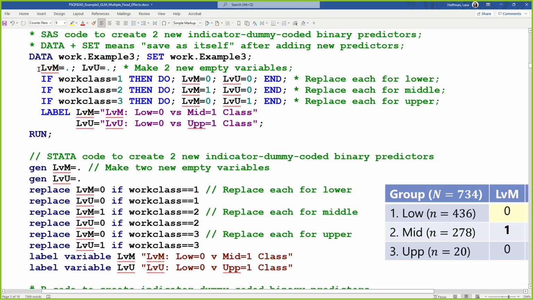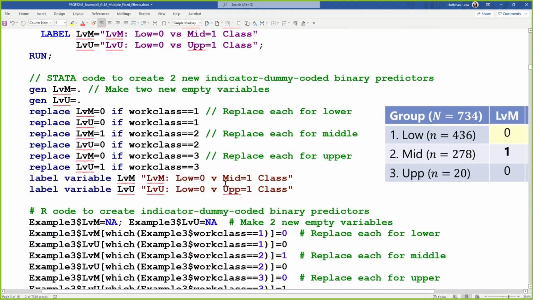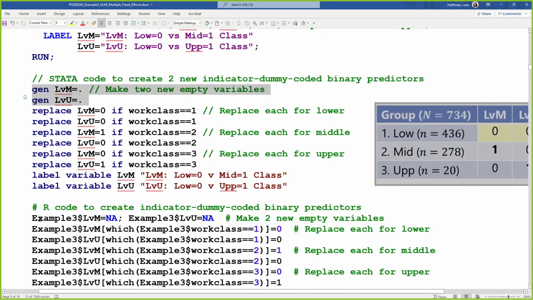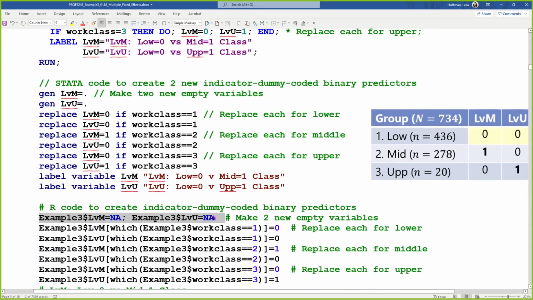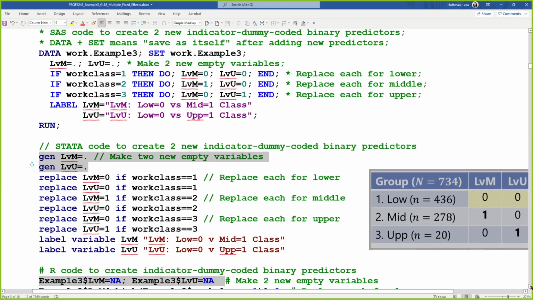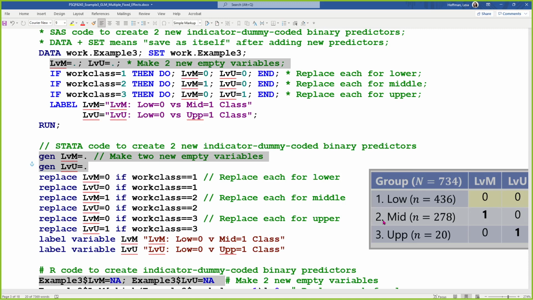First step is making 2 empty columns. See if I can get it all on one screen. There in Stata, and there in R. All of those are doing the same thing. I'm creating 2 new columns, and I'm saying fill them with dots, which is the program's symbol for missing. In R, it's the letters NA, capital letters, and they'll turn blue. So 2 new columns that are going to hold my 0s and 1s, opened and set to be empty.